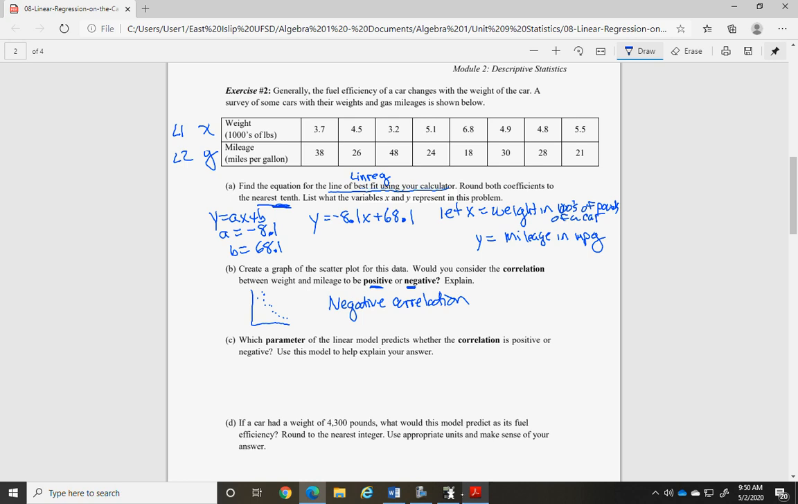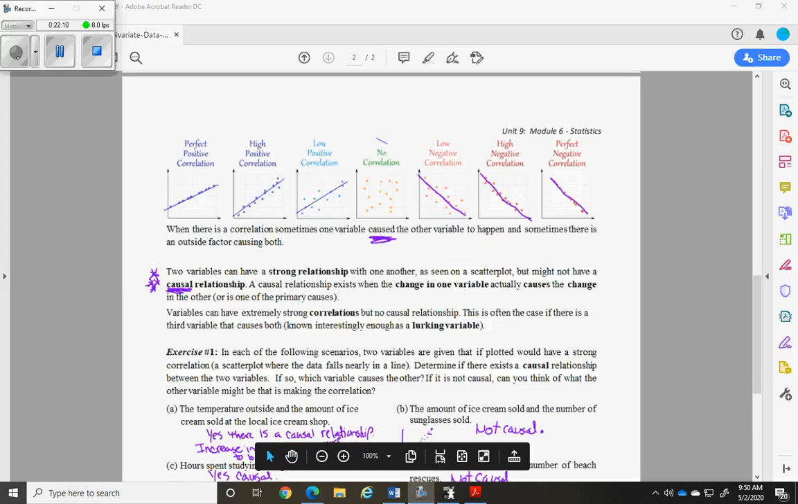And I just want to remind you back from yesterday's lesson, we talked about the correlations on this page, right? We have positive correlations, some are strong, some are weak. We have a no correlation, which means I can't draw a line anywhere. And then we have some negative correlations. Again, the closer the points are to the line, the stronger the correlation is.